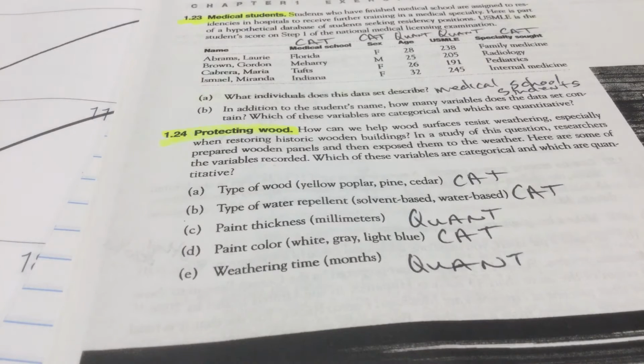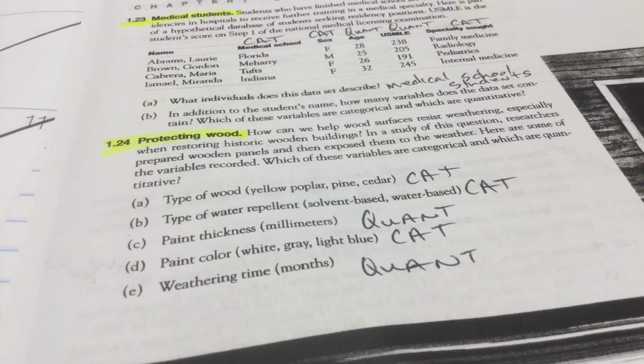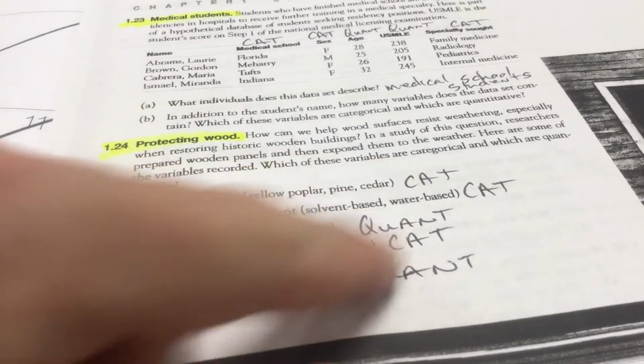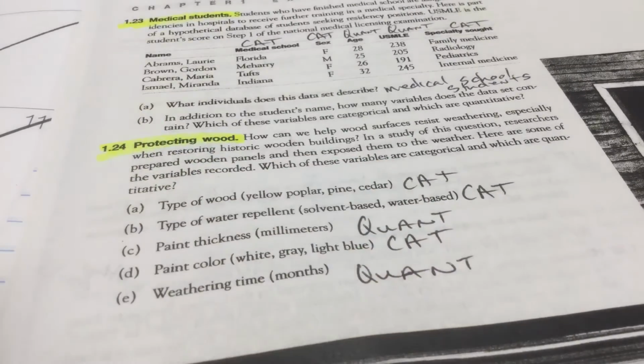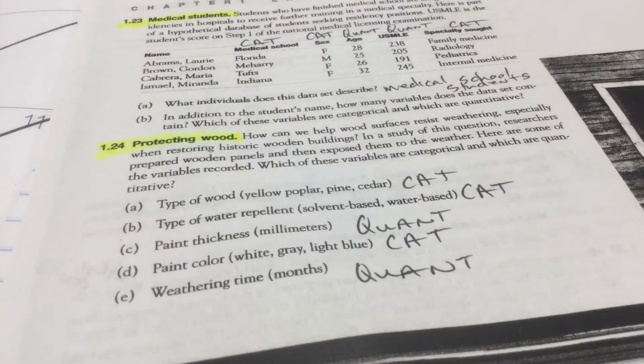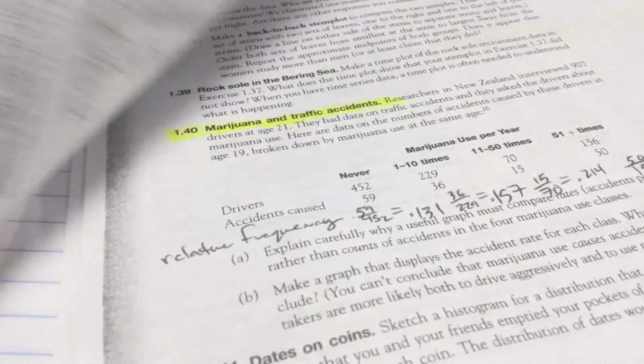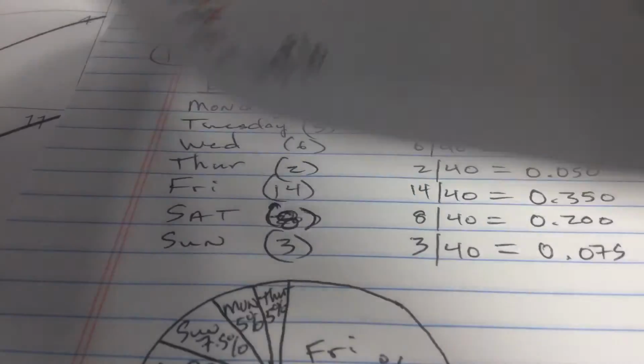On 124 here, they want to know which are categorical, which are quantitative. Type of wood, categorical. Type of repellent, put it in a category. Paint thickness, you can find an average difference, quantitative. Paint color, categorical. And weathering time in months, not categorical, quantitative. Those are all correct. All right, going to keep going.